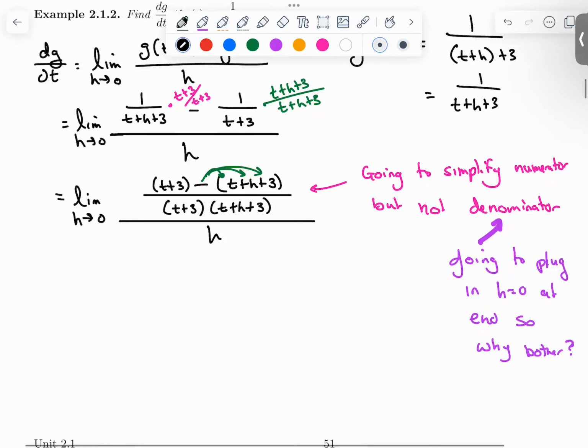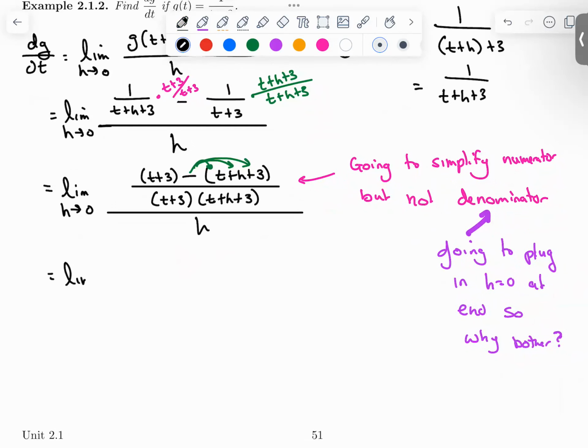you will end up with the limit as h approaches 0. I still haven't dropped the limit sign because I haven't taken the limit. The t's cancel, the h sticks around, so it's negative h, and the 3's cancel. I'll even write that. So we just have a negative h up top, and then in the denominator, we have an h times a t plus 3 times a t plus h plus 3. And isn't that nice? The h's cancel, and I'm just left with a negative 1 up top.